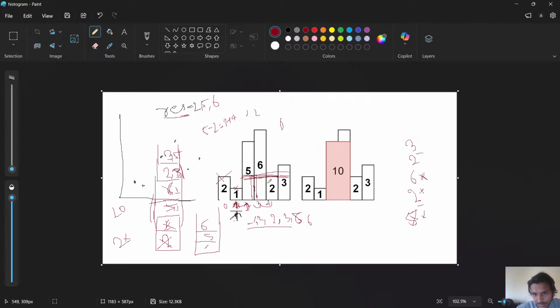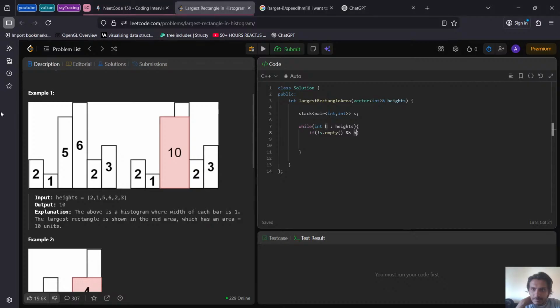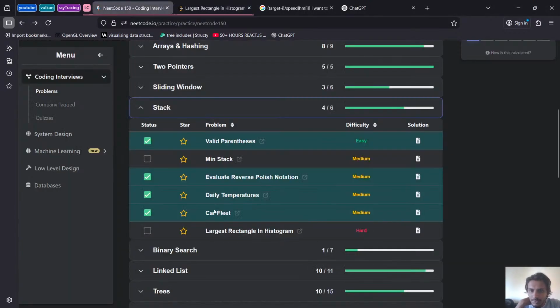I'm going to check if it is smaller than the top of the stack. If it's smaller than the top of the stack, we're going to add it. And let's go to the solution. Let's go through.